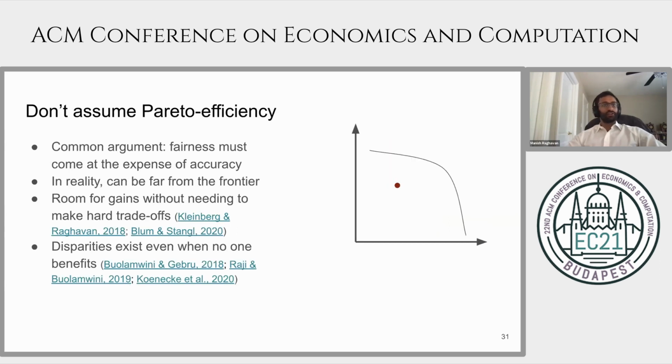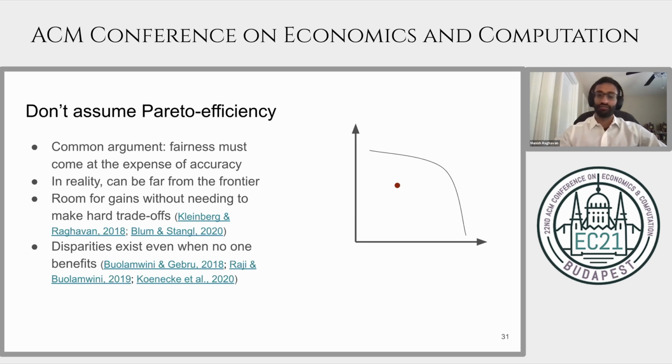And the final lesson that I think we should learn from is not to assume Pareto efficiency. Okay? The common argument that you might hear is fairness is in tension with accuracy, or necessarily forces us to make trade-offs and sacrifice accuracy in order to promote goals of fairness. But in fact, we can actually often be quite far from the frontier. There might be a lot of room for gains.